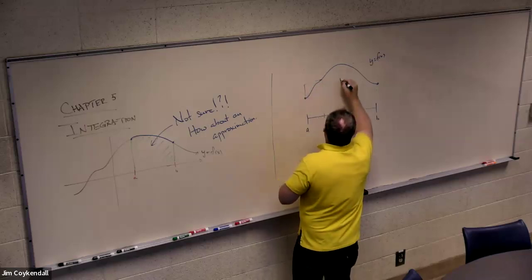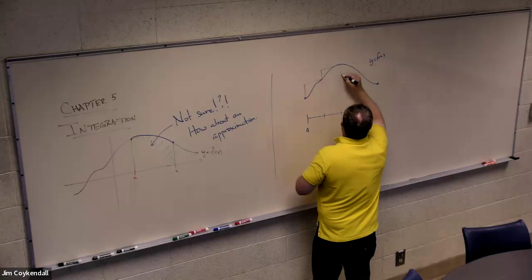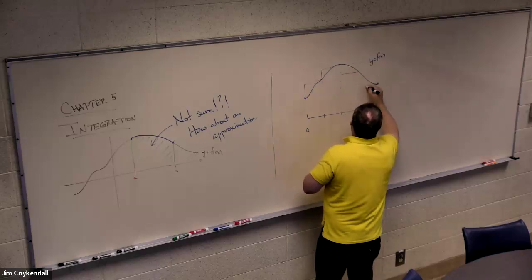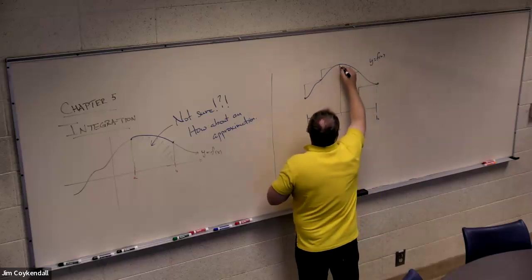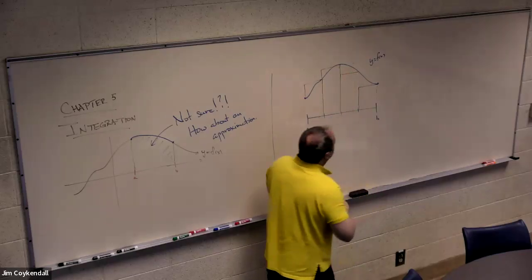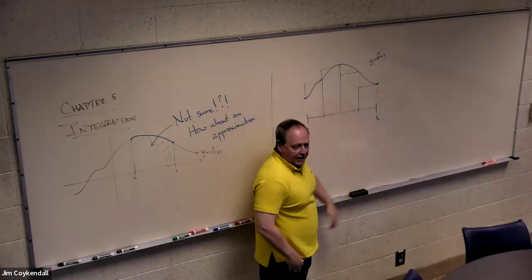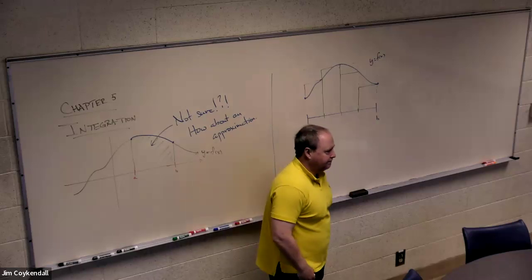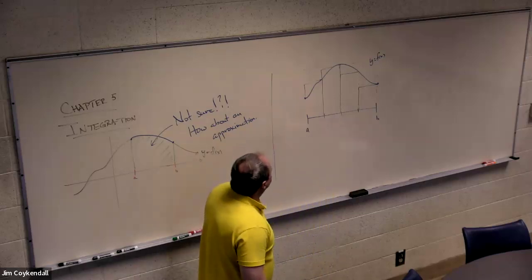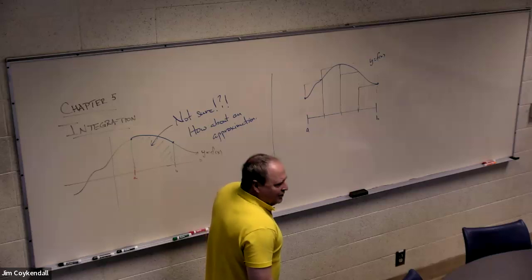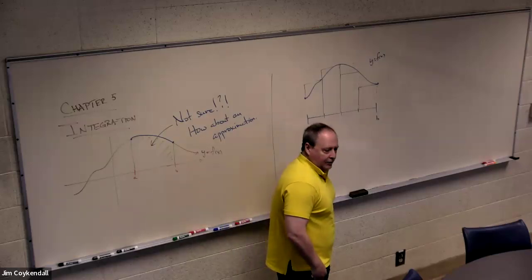So this box, this box, this box. Here I have four rectangles. And I can just add up the areas of those rectangles and approximate the area under the curve. Everybody agree with that? Is it exactly right? I'm not sure, but you would have to be lucky for it to be exactly right.